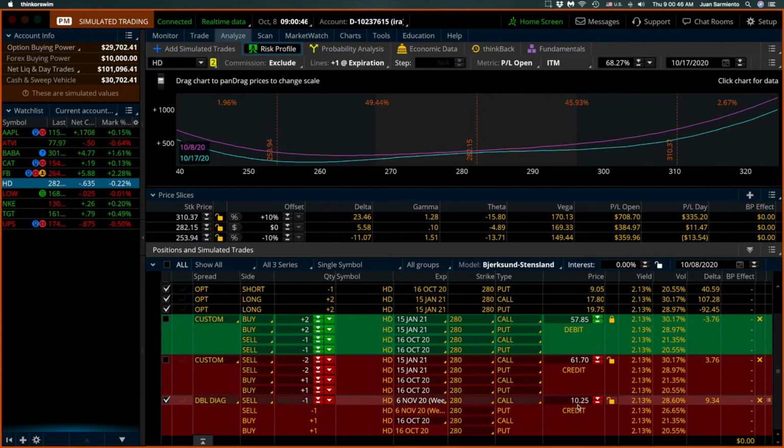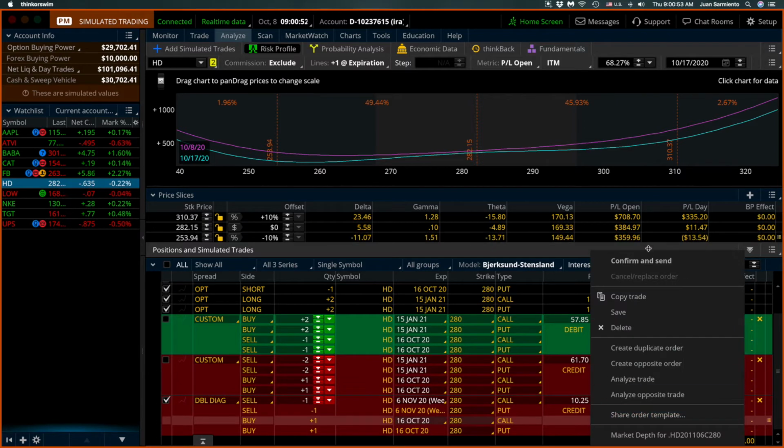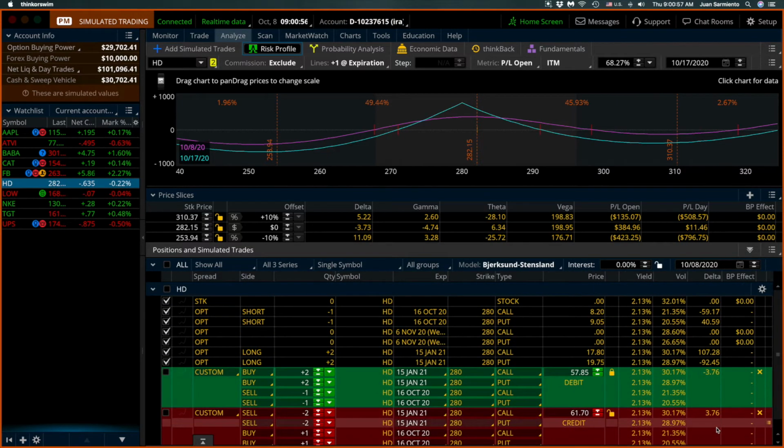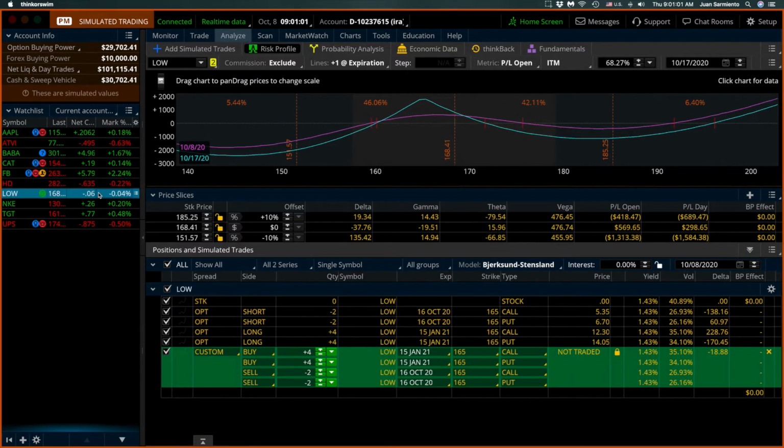And I'm getting $10.25 times 100, so it's $1,025 of credit. That's $1,000 we can use for other trades. Let's move on to Lowe's.